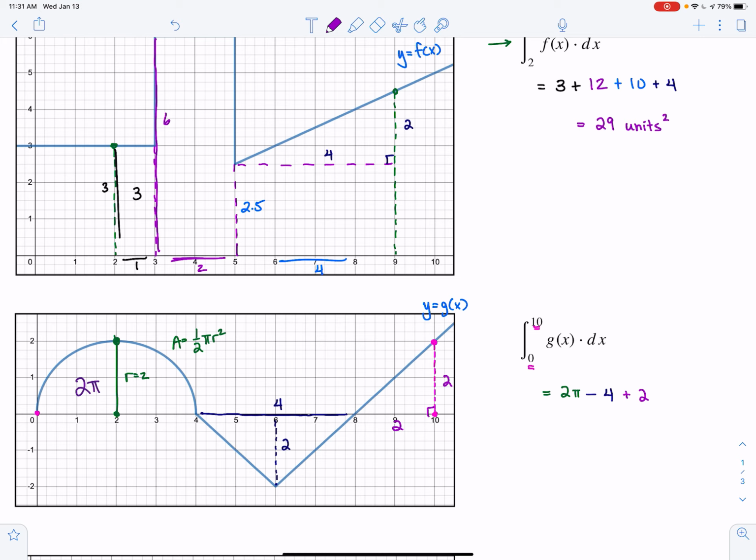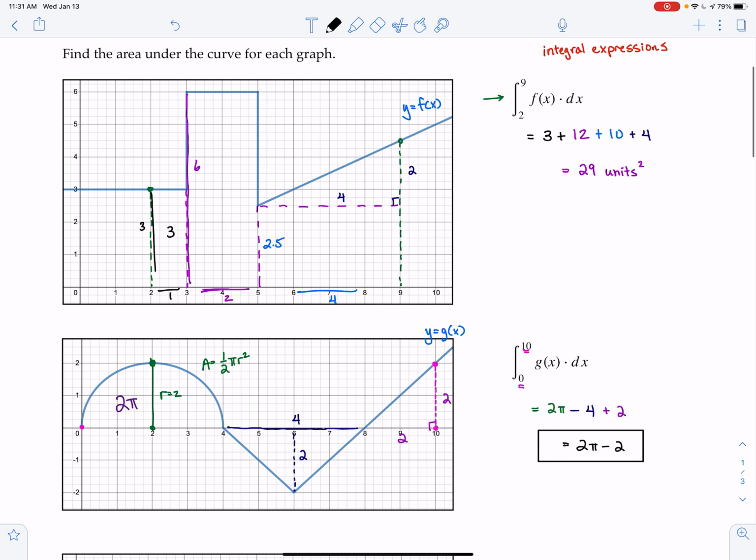Unless you are in a situation where you're given answer choices that are decimal approximations, you want to be giving exact answers in these problems. So that means we're not going to estimate pi to 3.14. We're going to just say 2 pi is its own term. So when I simplify this, my area from 0 to 10 under the curve of g of x is going to be 2 pi minus 2. And it is okay to leave it just like that. Beautiful. And these 2 problems are perfect examples of finding the exact area under a curve.